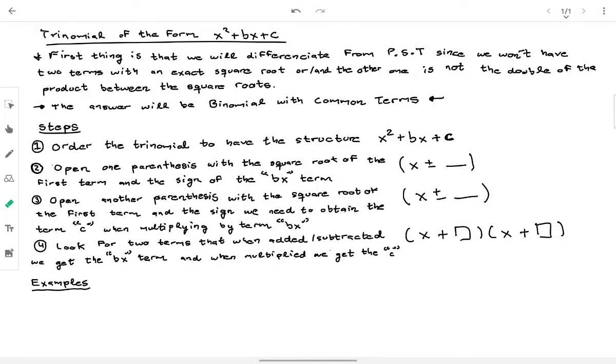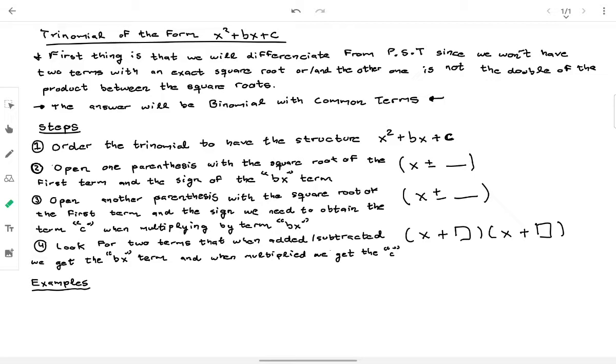So today's topic is going to be trinomials of the form x² plus bx plus c. In this case, of course, a trinomial is composed of three terms. How do we check if a trinomial is a perfect square trinomial or an x² plus bx plus c? Well, the first term, of course, has an exact square root because x² has an exact square root, so that's the same as a perfect square trinomial.